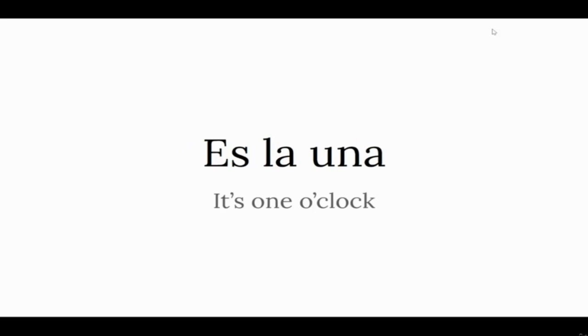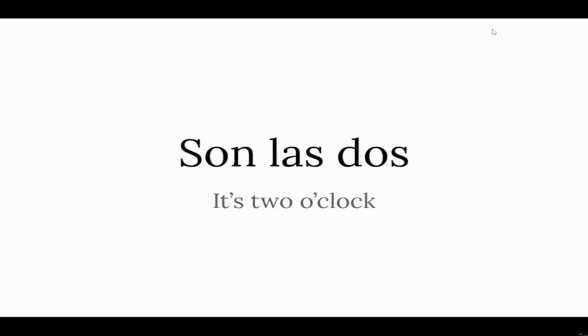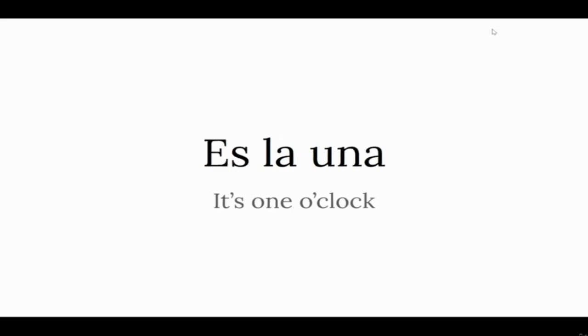Why is this es la and this is son las? Do you know? Can you infer from what we've already learned? This is different because it's singular. Una is one. So we can't have son las una because that wouldn't make any sense. These are the singular words that match una.